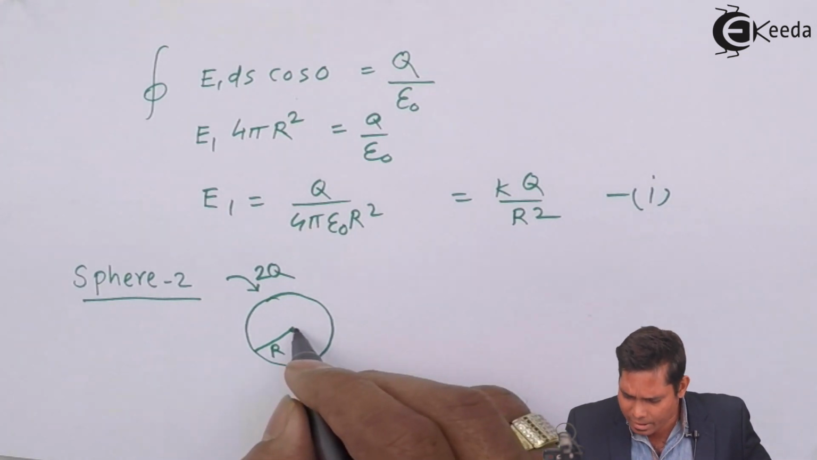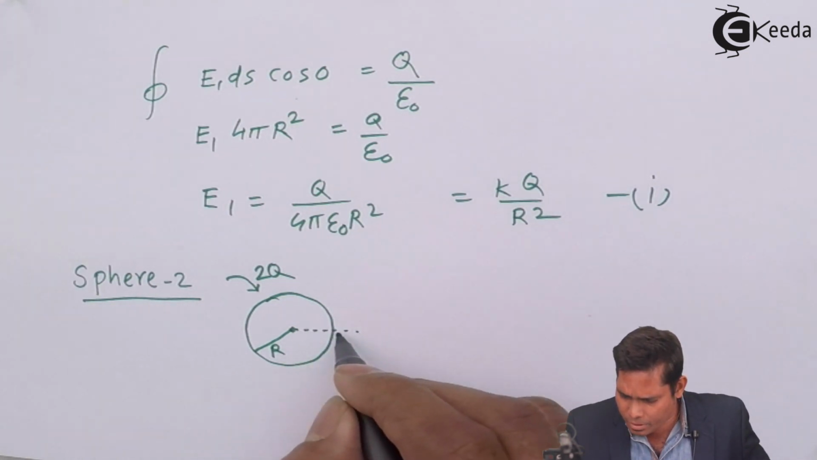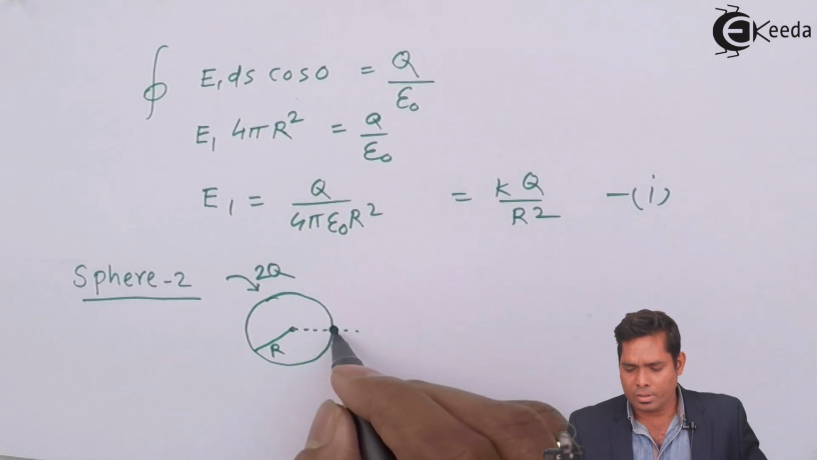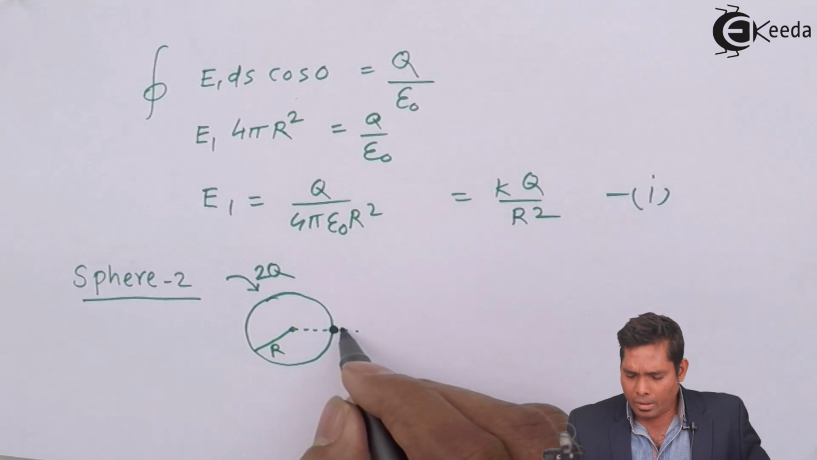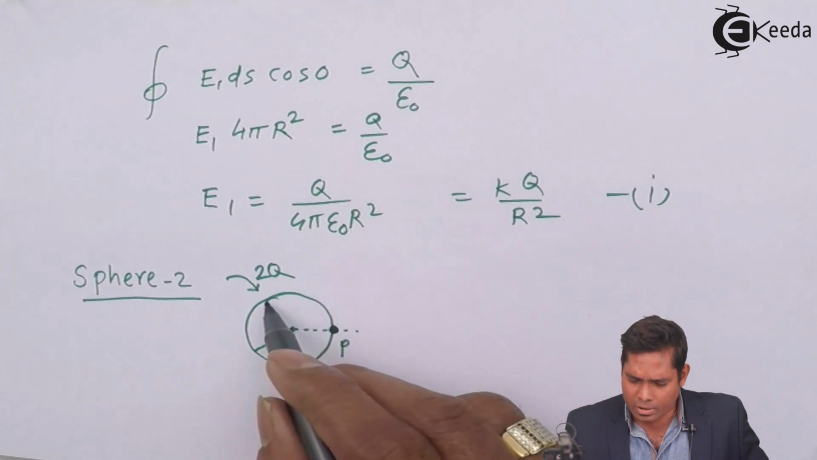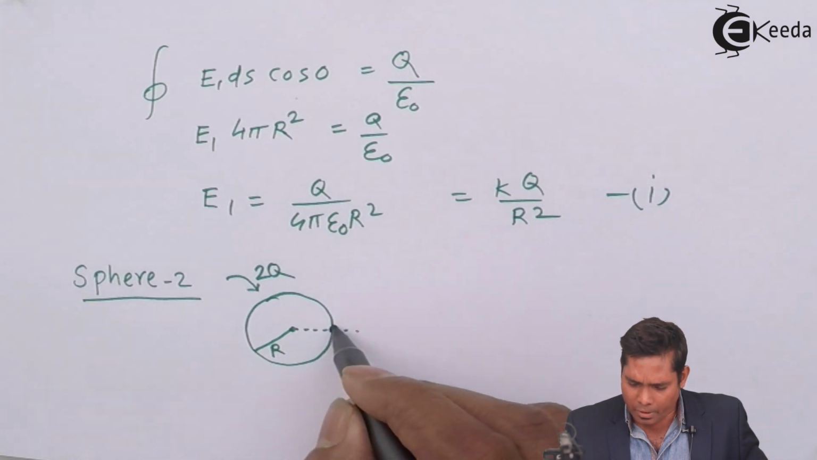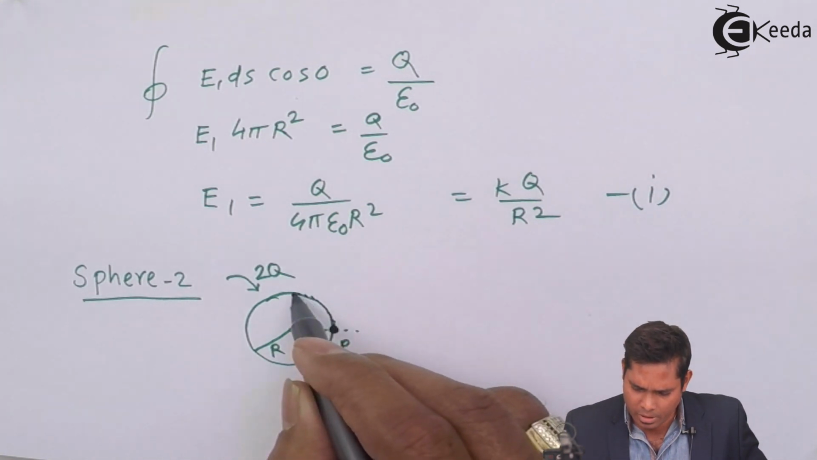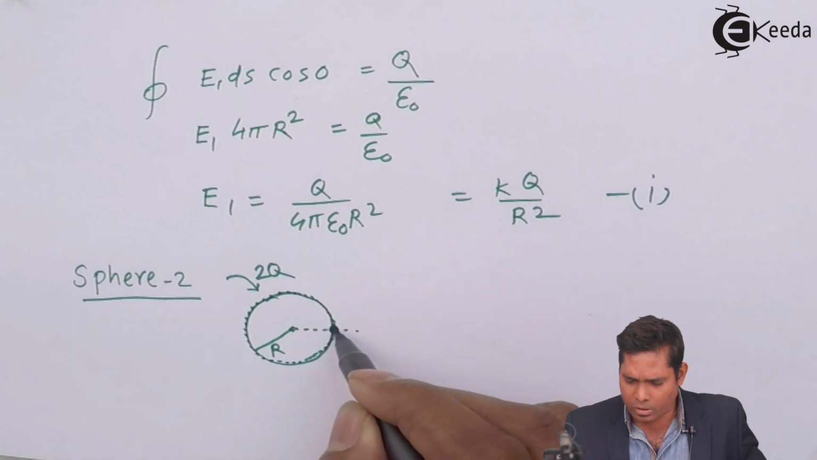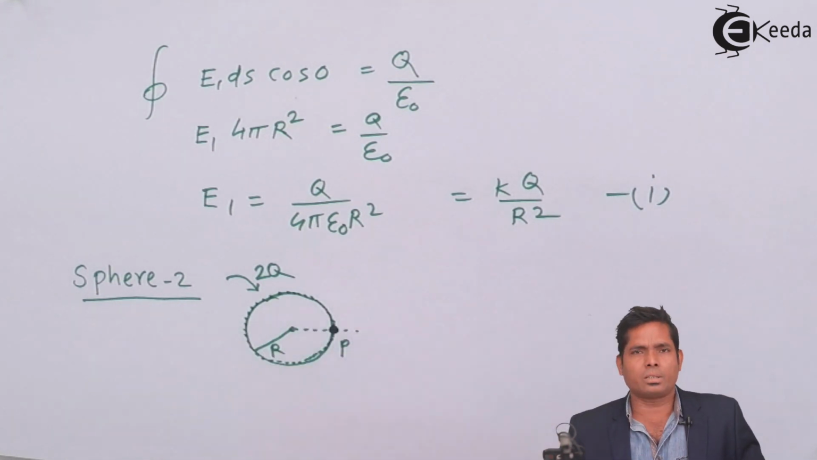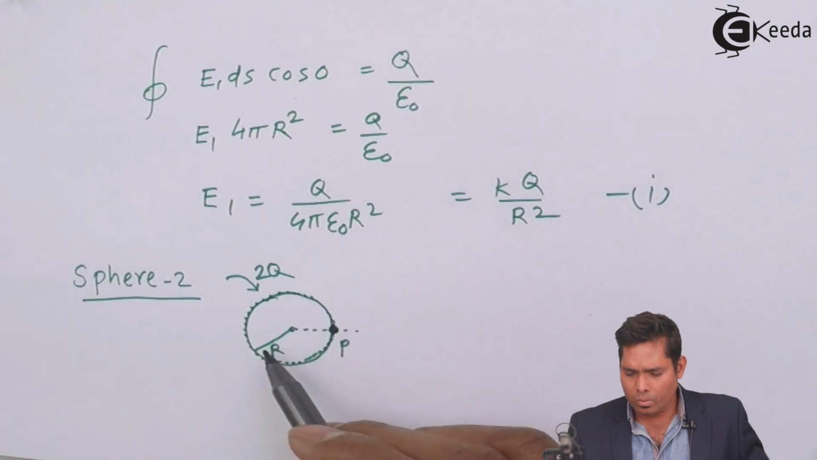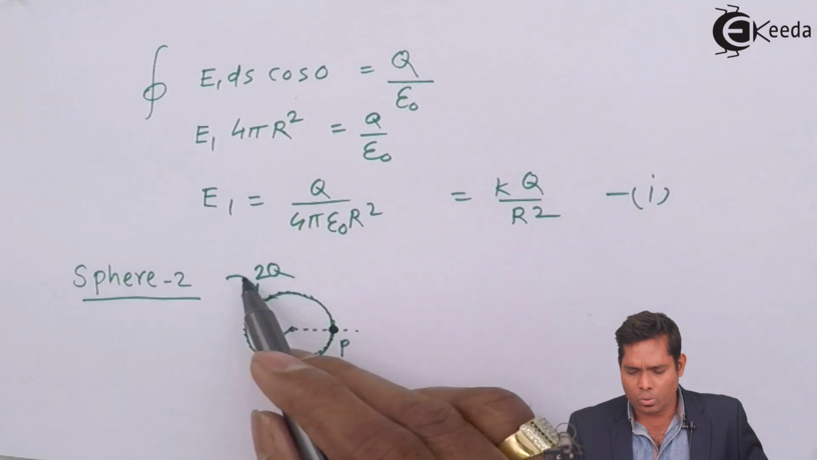Now if I consider a point which is at the distance r, obviously this point will be on the surface. So this is the point, and if I consider a Gaussian surface enclosing that point, that Gaussian sphere encloses the whole of the charge, the whole of this charge.